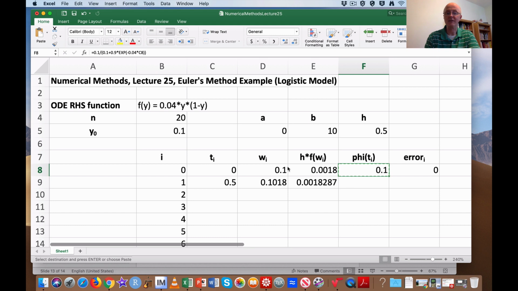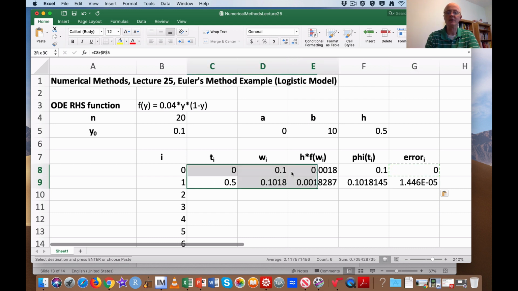Phi of t itself can be found by copying and pasting the formula from cell F8. That's going to have the effect of plugging 0.5 into the phi function. There's phi of t itself. This is hopefully well approximated by W1. And you can see these are pretty close. Copy and paste the error down. It's no longer 0, but it's still very close to 0. 1.446 times 10 to the negative 5 power.